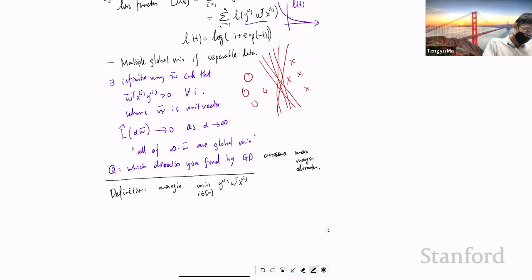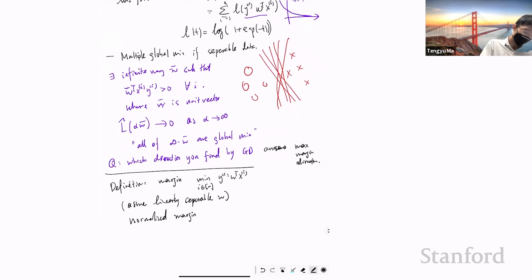And we always assume linearly separable. So this definition is only defined for cases where it's linearly separable. And a normalized margin is defined to be, you normalize this by the norm of W, because otherwise you can make the norm arbitrarily big or arbitrarily small.